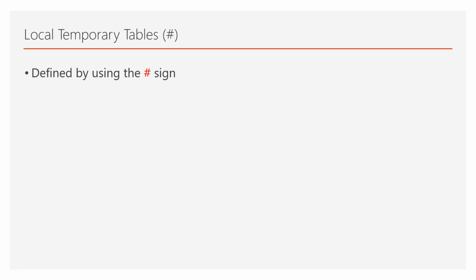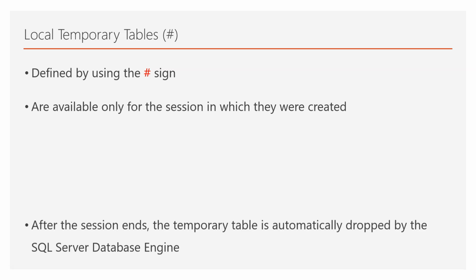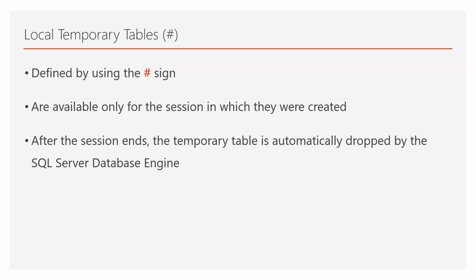Now let's talk about local temporary tables. Local temporary tables are defined by using the single hash sign. That means that these temporary tables are available only for the session in which they were created. So, for example, you connect to SQL Server via Management Studio, you create a temporary table using the single hash sign. After you close the query window, this temporary table will be automatically dropped by the SQL Server database engine.